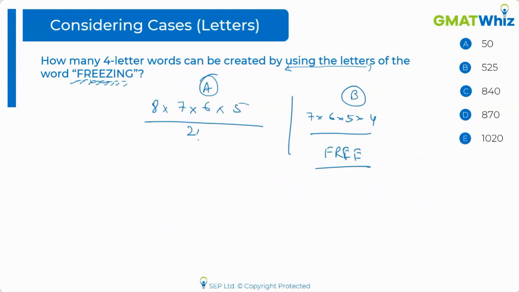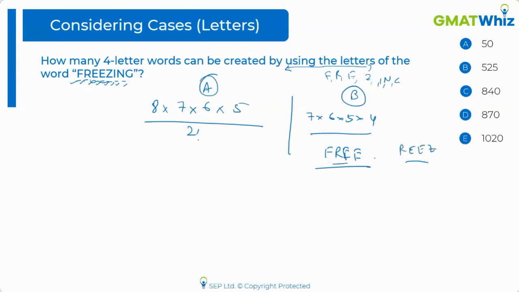Okay, so those of you who did 7654, you just considered all the unique ones, which I can understand, but don't do that. Just keep in mind, if they say using the letters of the word, that means you need to use all of them. You need to use all the letters to frame the four-letter words. You're free to use whatever you want. So you can form words like FREE, REEZ, all these are valid words.